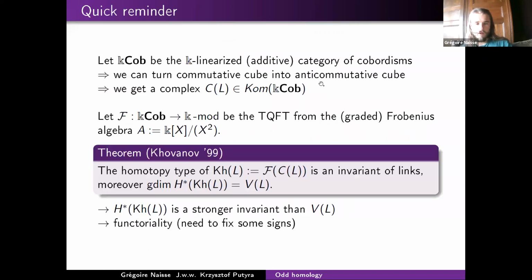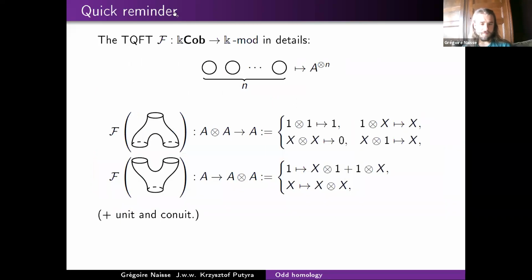Okay, and before going to the odd world, I would like to spend a bit of time looking in more detail at this TQFT. The Euler characteristic is the alternating sum of the dimensions of the spaces in your complex, but it is the same thing as the graded dimension of your homology. So I want to spend a bit of time looking at this TQFT.